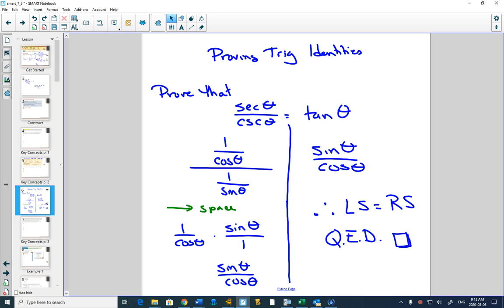So for each of these on your worksheet, you're going to rewrite the question. Draw the line where the equal sign is. Change things to sine and cos. Simplify your fractions. And see if you can get the left side equal to the right side.